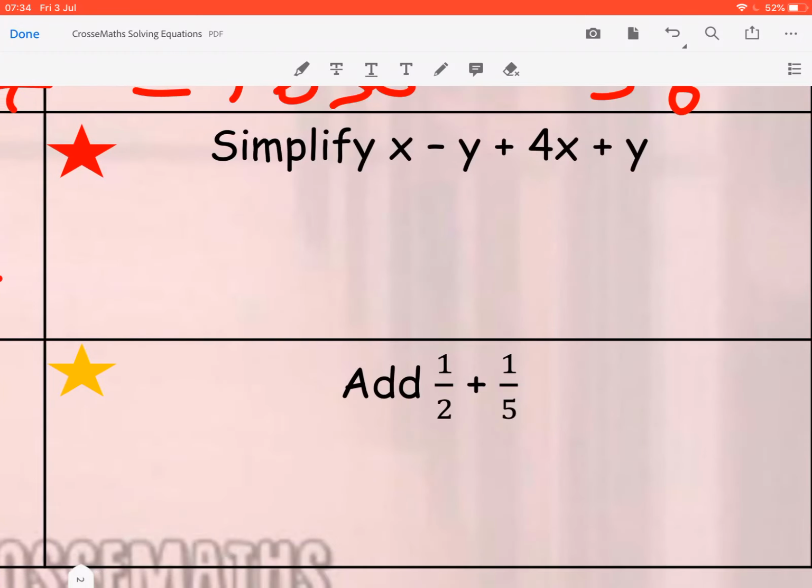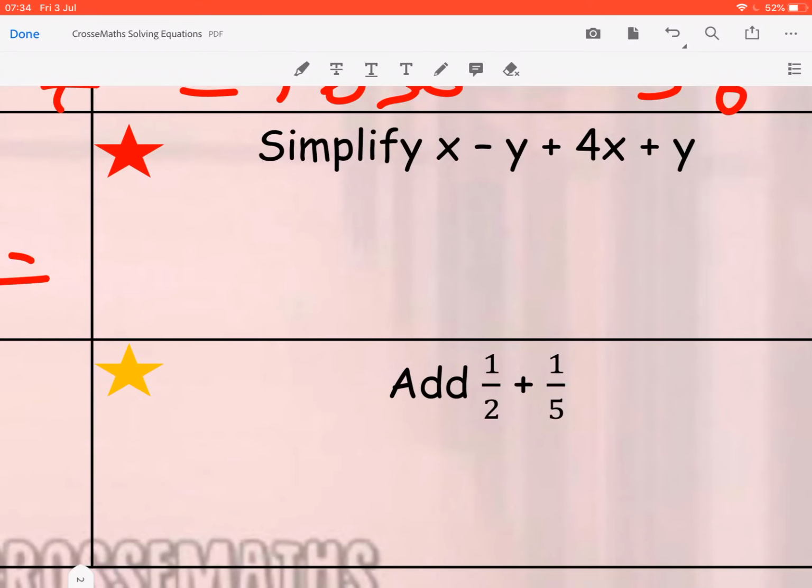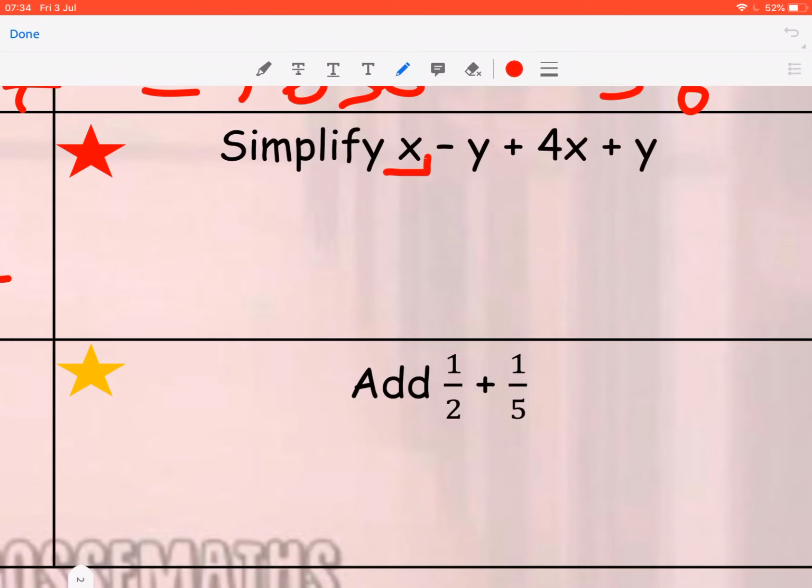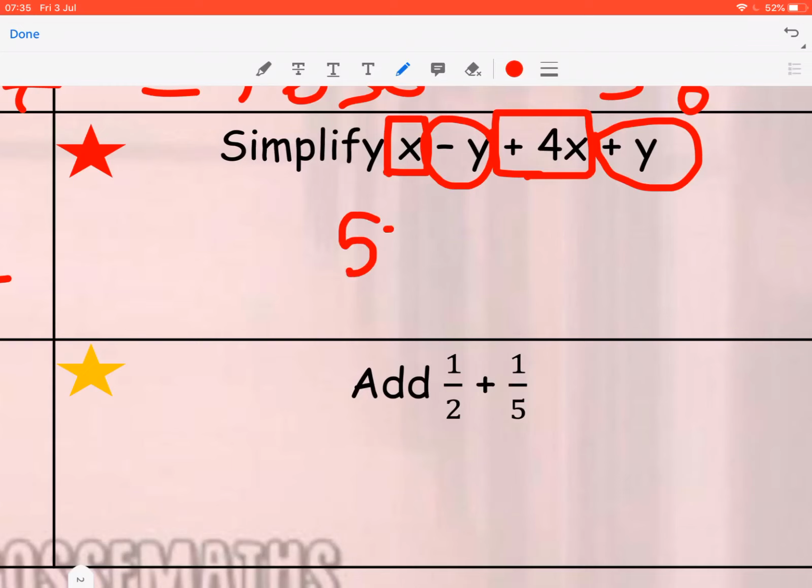Simplify x minus y plus 4x, take away, add y on the end. So I'm going to put rectangles around my x's, and then ovals are on the other shape that I've got in the diagram. So if I just focus on the rectangles first, 1x plus 4x is 5x, minus y in my ovals plus y actually cancels out to make nothing.